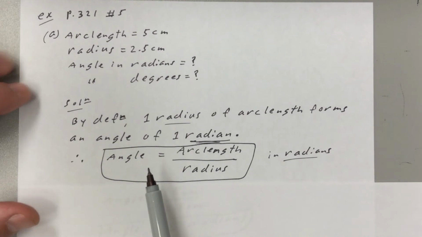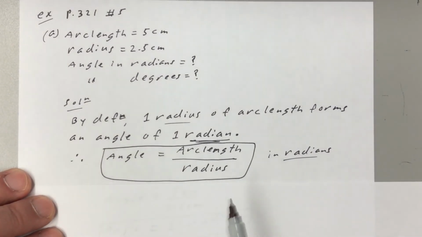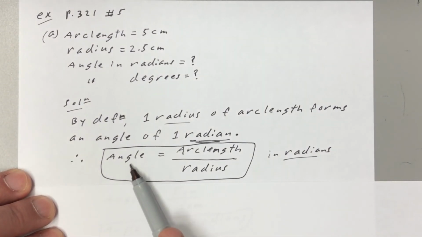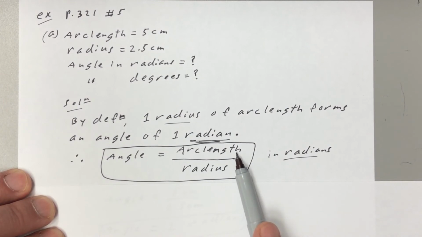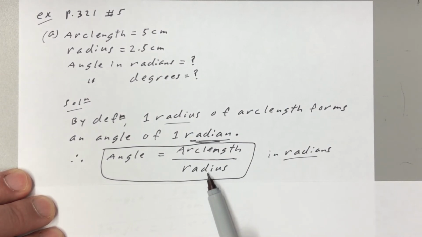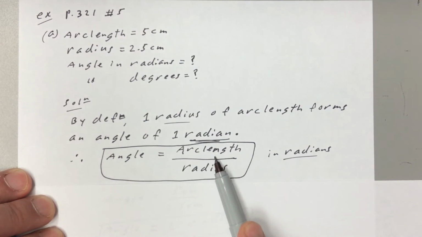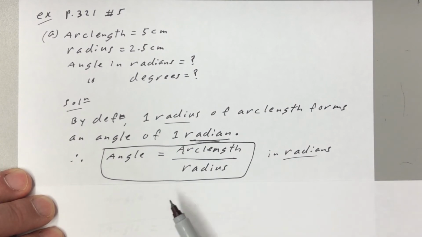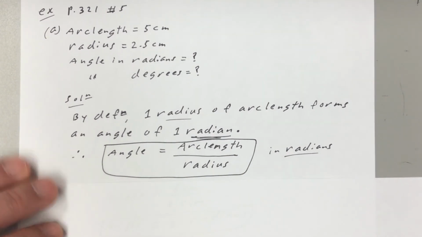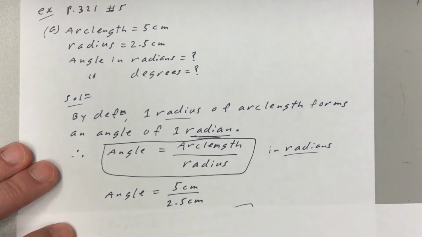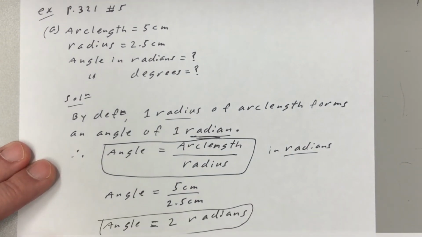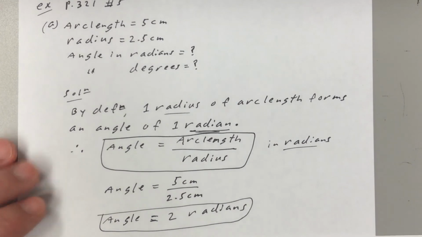But here is a formula for you. In radians, the angle equals the arc length divided by the radius. This tells you how many radii there are in that arc length. And that is, by definition, the angle in radians. The number of radii in an arc length tells you the angle in radians. So 5 is the arc length divided by 2.5. Angle is 2 radians. There we go.